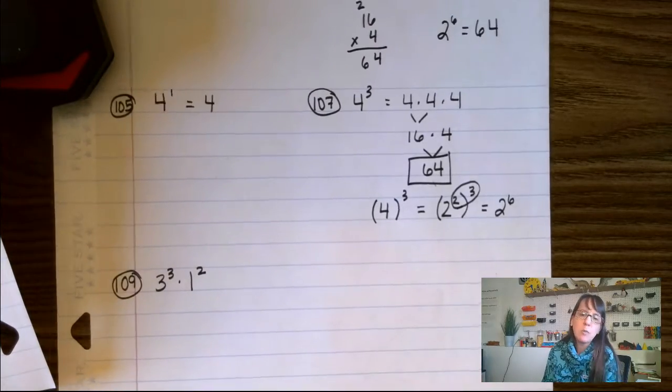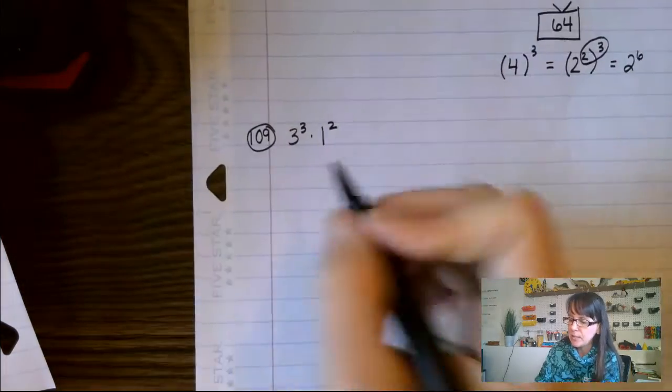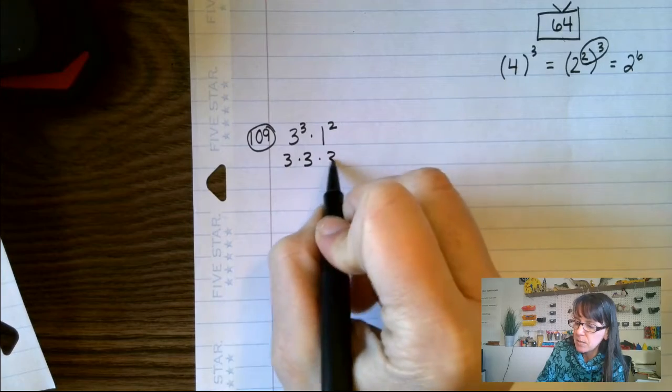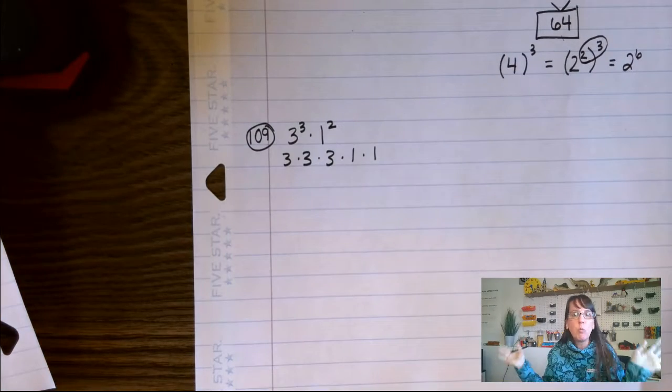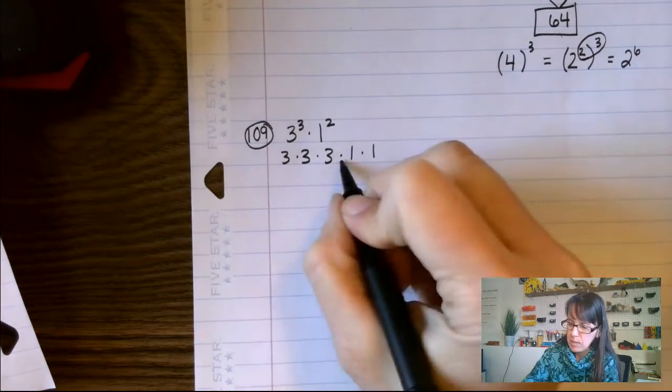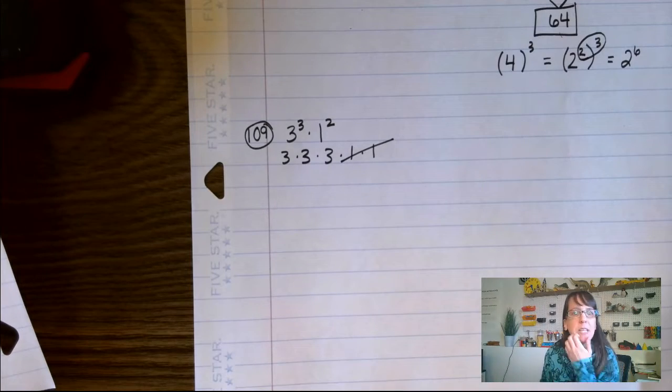Totally the same thing. Just wanted to show you that. All right, let's look at this guy. 3 times 3 times 3 times 1 times 1. Anything times 1 is itself. So we can just cancel that out. We don't need it because it's going to be itself.